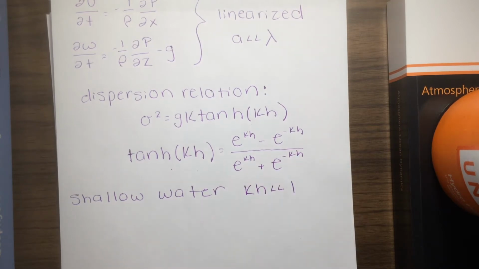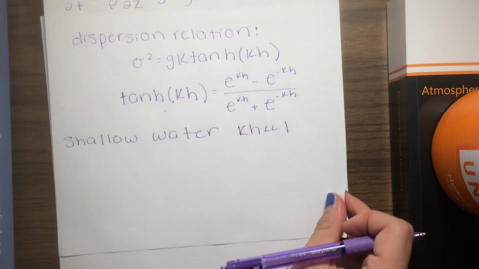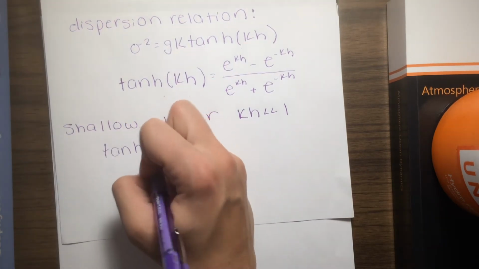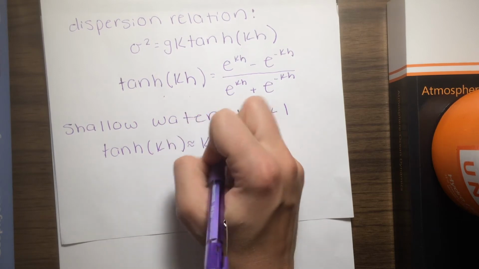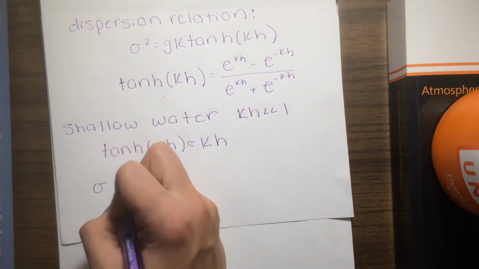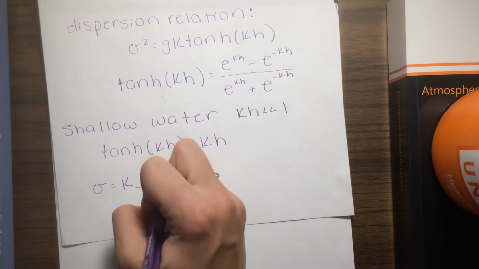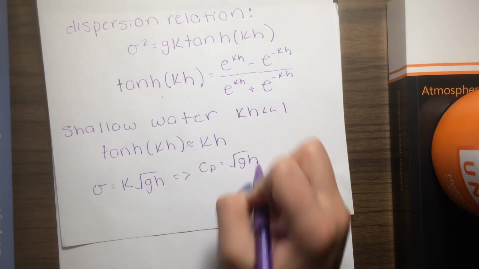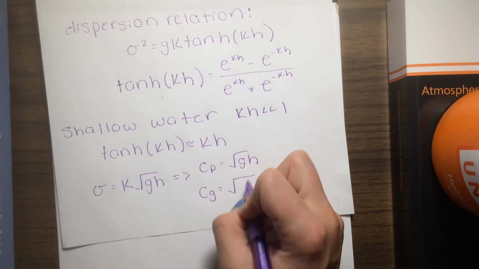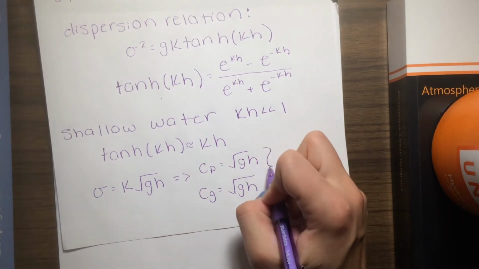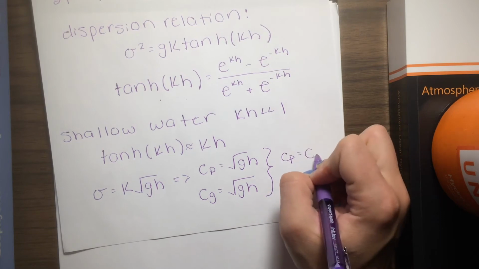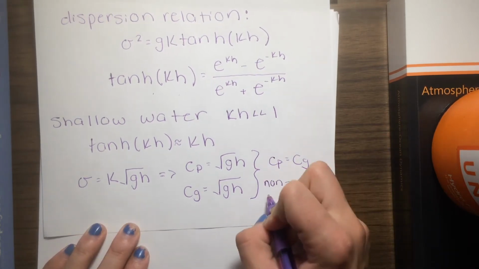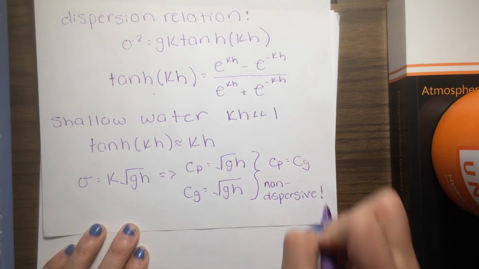The dispersion relation can be simplified. In shallow water, kh is much less than 1, since the depth is much less than the wavelength. And using the small angle approximation, the hyperbolic tangent can be approximated to simply kh. It follows that our dispersion relation can be simplified to sigma equals k square root of gh, which allows us to solve for group and phase speed. We find that both Cp and Cg are equal to the square root of gh, meaning that the shallow water surface gravity waves are non-dispersive.